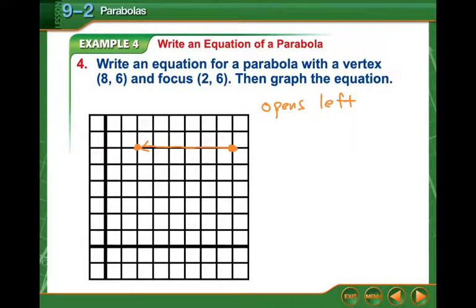We also know from the equations from before that the focus for this situation is going to be equal to h plus 1 over 4a, k.